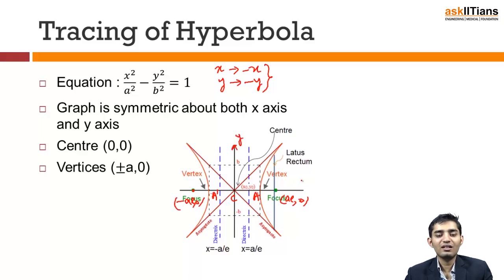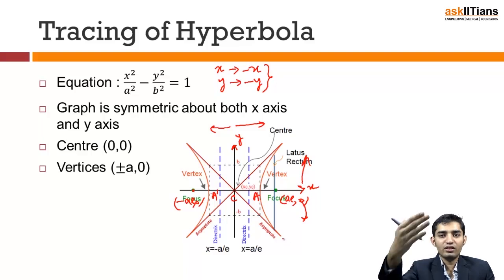You can see that the graph is symmetric. If this is the y-axis and this is the x-axis, the graph is a mirror image about the y-axis, same graph on both sides, and it is a mirror image about the x-axis also. So whatever is above is below also. I can just plot the graph in one quadrant and for the other three quadrants I can take mirror images.